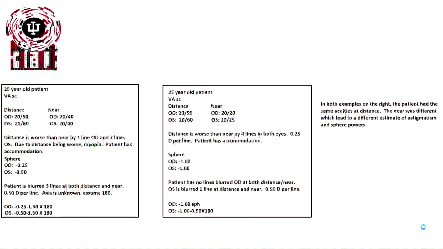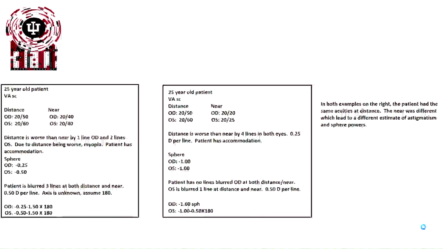However, both eyes were reduced by 3 lines, right? 20/40, 20/30, 20/25. That's 3 lines. So we expect a half diopter per line. So we're expecting now a 1.5 diopter astigmatism change in our prescription. We don't really know the axis since the axis is unknown, so we're going to assume 180 in this case.